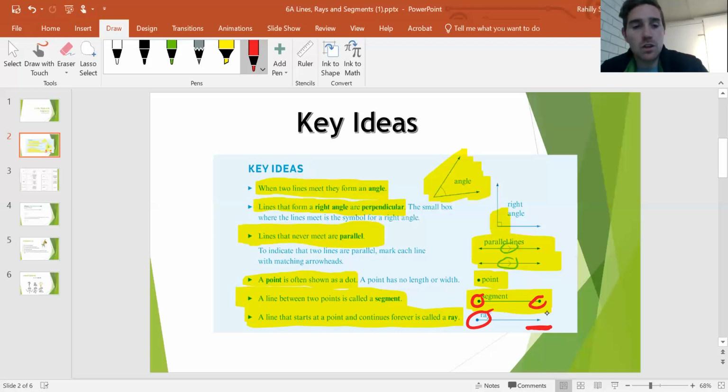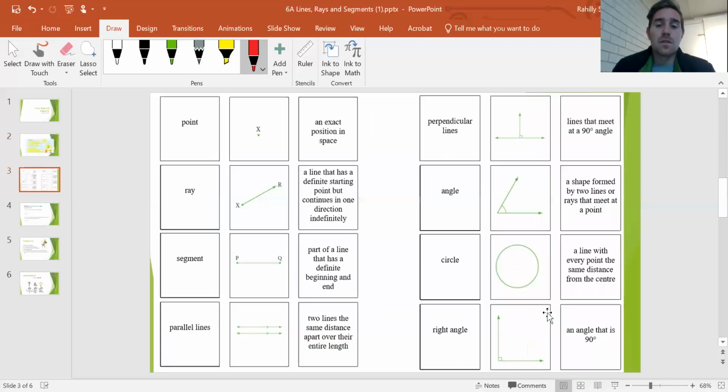I'll keep going because you can go back to this video and pause it or use your textbook to copy these notes in. The next slide is a bit more of a visual example and it gives us an explanation of each one. We've gone through that, but I'll quickly go through them again. The point is just an exact position in space. You're not going to need to copy all these in. I just want to quickly go over them.